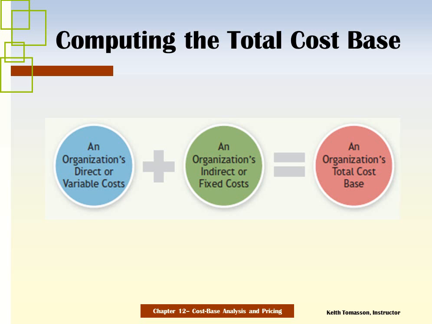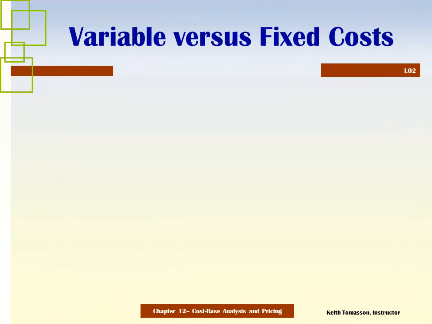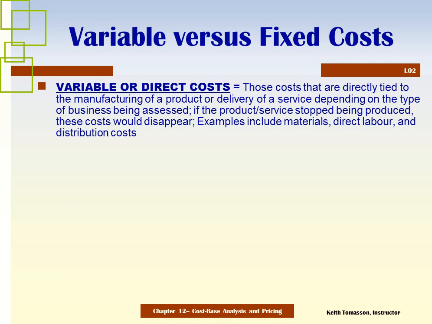So let's take a look at some of the definitions of variable versus fixed. So let's take a look at the concept of variable costs. Sometimes variable costs are called direct costs. And these costs, variable costs, are costs that are directly tied to the manufacturing of a product or the delivery of a service in a service-based business. So if production of that good or service stopped being produced, these variable costs would disappear.